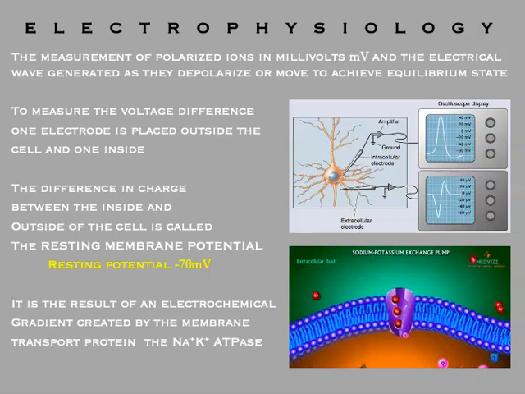as well as muscular tissue. And it's the result of an electrochemical gradient created by the membrane transport protein called the NaK ATPase. You might know it as a sodium potassium pump, but it's at the basis of our electrophysiology, right? It's at the basis for our ability to transmit electrical messages from our brain to muscles, and it's at the basis for the ability for those muscles to depolarize and move as well.